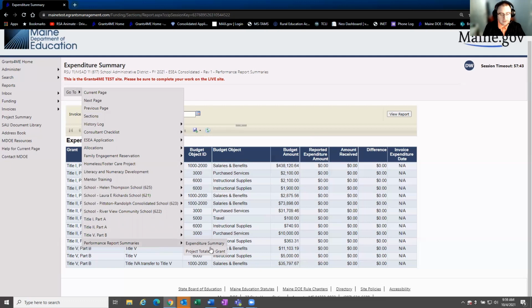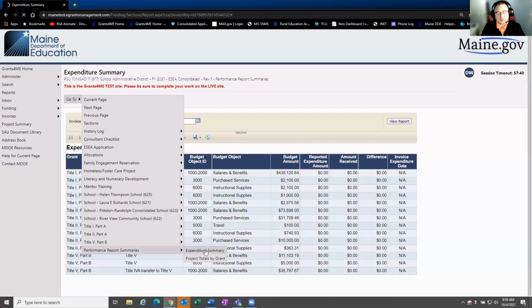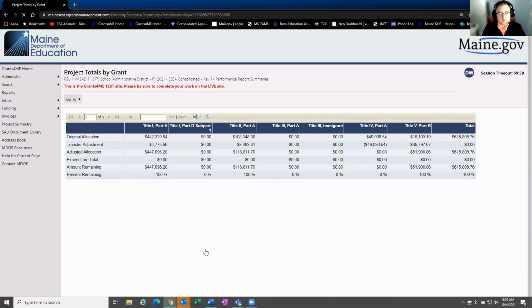And then the last page that we're going to talk about in this video is the project totals by grant. So this is a very simplistic page. It gives us just an overall breakdown of the different titles, the funding that we have available. We've got the expenditure totals. So right now you can see that no expenditures have been put into the performance report, and then it'll give you the amount remaining, and what that percent is. So it's just a quick snapshot of how much money we have left and what that percent is. And so that's really going to feed into our next video when we talk about new carryover projects.